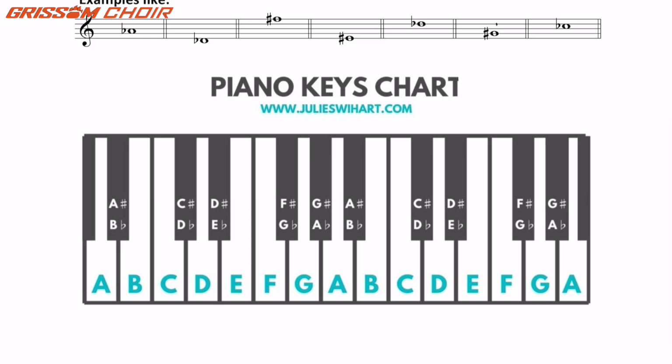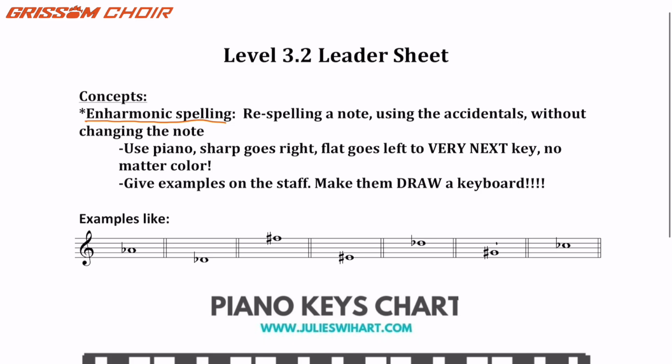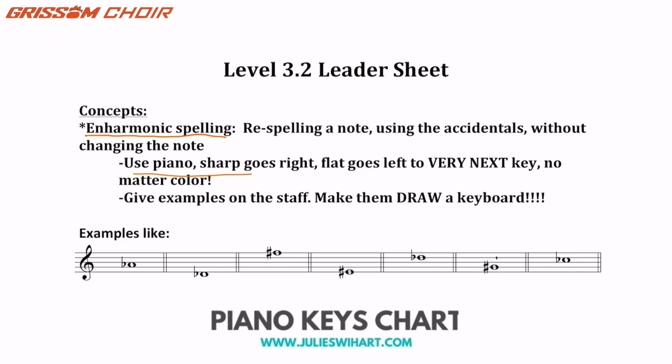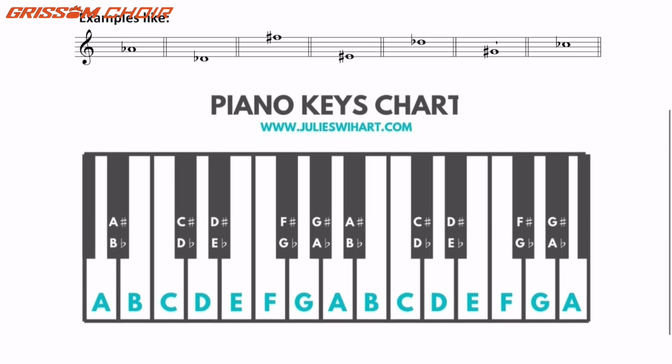So here's our piano, white keys and black keys. We have black keys in between a few of the white keys in multiples of 3 and multiples of 2. Using the piano, the sharp goes to the right, as we have already learned, and the flat goes to the left, to the very next key, no matter what color the key is. The easiest way for you to do this is to look on the upper side of the piano as opposed to the lower side of the piano.